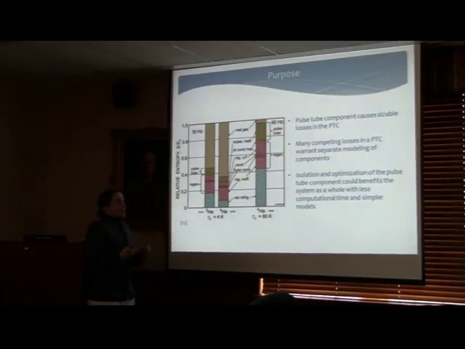So this warranted separating the pulse tube component from the pulse tube cryocooler in order to optimize it and really do some computational research about how to optimize it and isolate what losses are inherent to the pulse tube. And by optimizing it, we hope that when we put it back in the pulse tube cryocooler and start adding pieces, it would become a more optimized system.